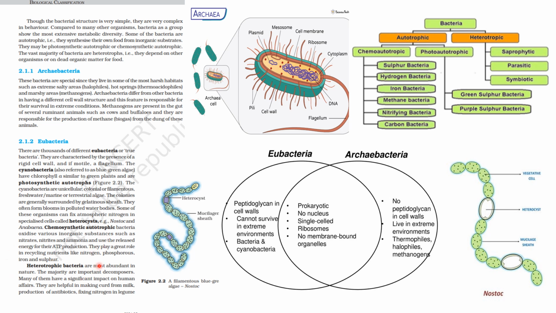Whereas heterotrophic bacteria mainly include decomposers, and some can make curd. We know curd from milk. Some of the members coming under the heterotrophic bacteria can synthesize curd from milk, and some can help in the production of antibiotics.